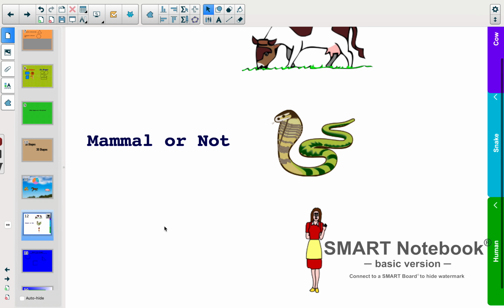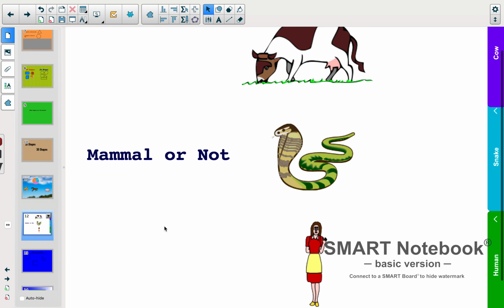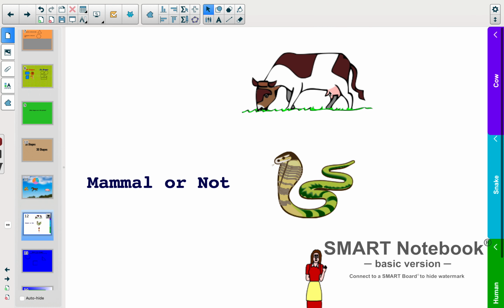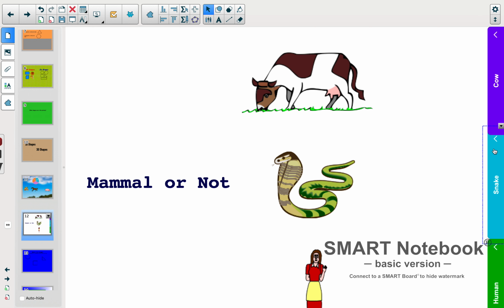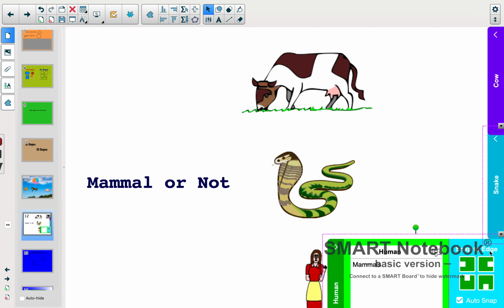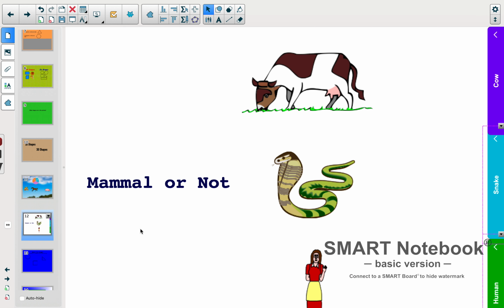Down here on slide 12, we have the pool tabs, where they'd have to guess if it's a mammal or not a mammal. So cow is a mammal, and then they would reveal the answer by clicking on it and seeing that it says mammal. Same with snake and humans. That's a tough one for kids because they usually can't distinguish that a human is a mammal.